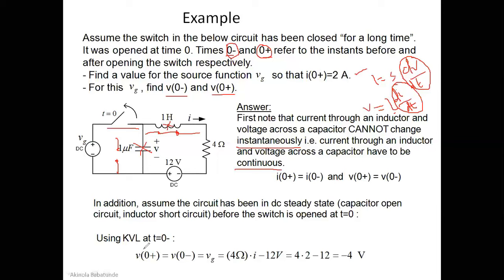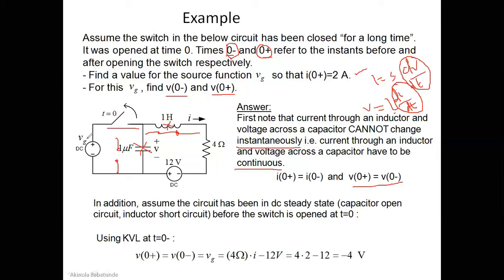So you have V of 0 plus, you're applying KVL. V of 0 plus will certainly be equal to V of 0 minus. Don't forget we said that V of 0 plus must be equal to V of 0 minus, and both of them will be equal to this Vg that we're talking about here. So if you apply KVL, what you would have is going to be minus VG, right?